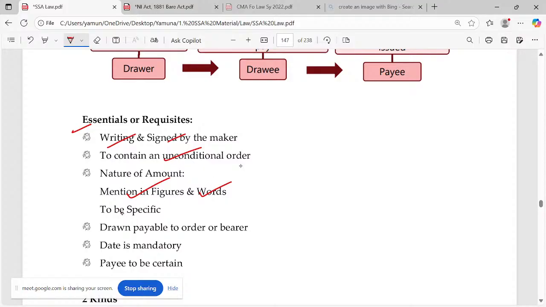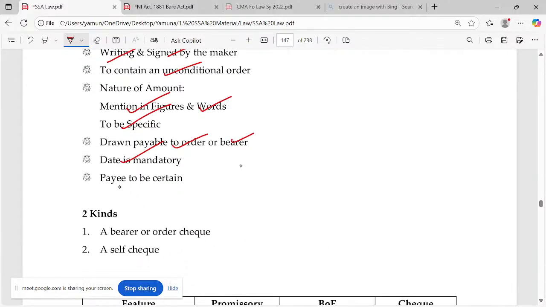Okay, to be specific, drawn payable to order or bearer. Date is mandatory because for the validity of the check, whichever date is mentioned, from that only we'll take it into consideration. Then pay to be certain, to whom you're paying. Okay. 2 kinds are there, bearer or order check, or else self check.